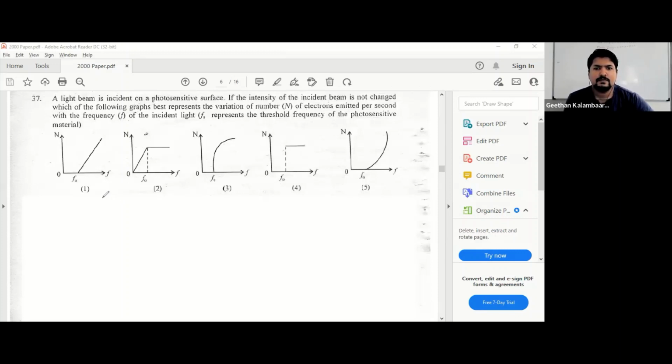So intensity of the beam is not changed. You know what intensity is? Intensity is energy per unit time per unit perpendicular area. So intensity is the number of photons, because you know in energy it's NHF. When it comes to energy, it's going to be NHF, right? So intensity is not going to change, so the number of photons is not going to change. So what is constant here? Number of photons per unit time.